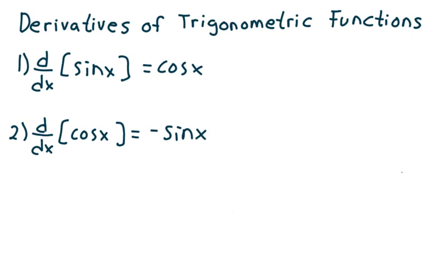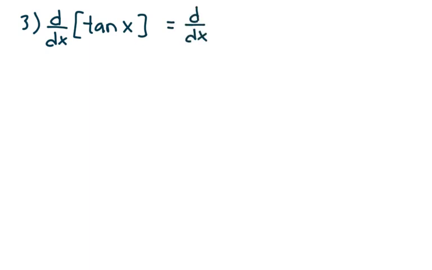Now, we can use these first two formulas to reason out the derivative of the remaining 4 trigonometric functions. And I'll show you what I mean. Number 3, suppose I want the derivative of tangent x with respect to x. Well, I know that tangent of x is sine of x over cosine of x. So if I want the derivative of tangent x with respect to x, that's the same thing as the derivative of sine of x divided by cosine of x with respect to x.